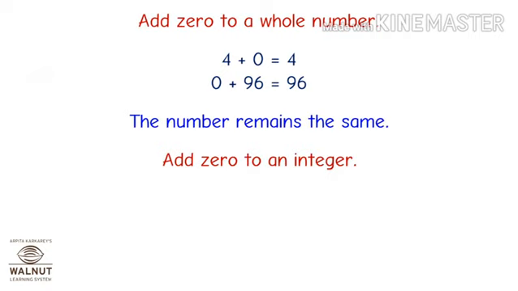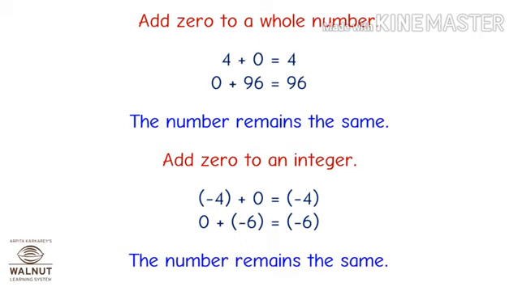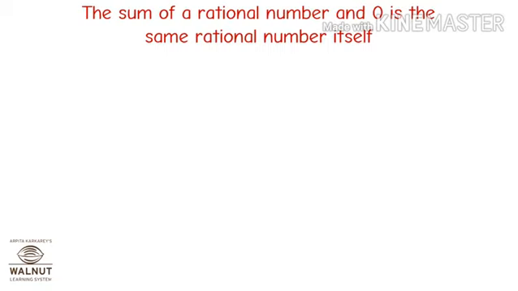Add 0 to an integer. Minus 4 plus 0 is equal to minus 4. 0 plus minus 6 is equal to minus 6. The number remains the same. The sum of a rational number and 0 is the same rational number itself.